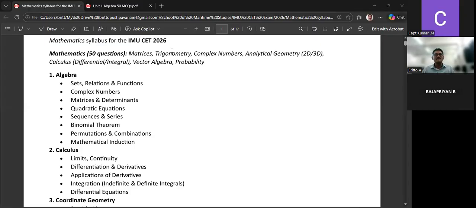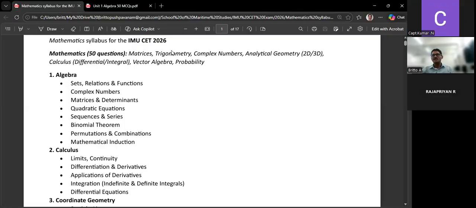So today we are going to discuss the IMUCET 2026 exam preparation, right? Mathematics subject. We have the following topics in maths. 50 questions come from this. So these are the topics: matrices, trigonometry, complex number, then analytical geometry, calculus, vector algebra, probability. So these are the topics in the syllabus. So questions may come from these topics only.